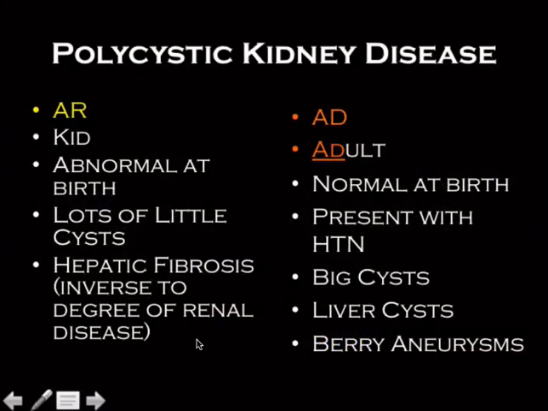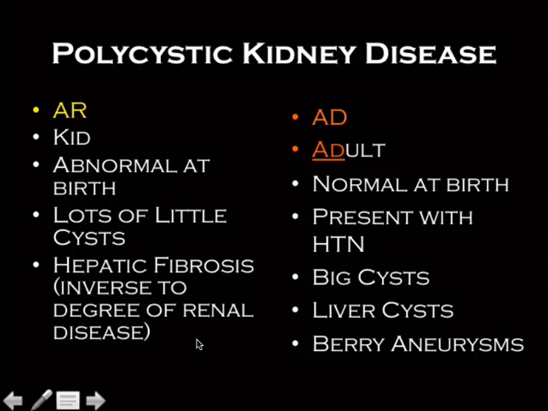So what are the differences? Let's talk about the adult type first. So AD for autosomal dominant, AD for adult, that's how I remember that. And then the other one is the other one. They're typically normal at birth because it presents in adulthood, AD for adult. They have hypertension because they have kidney problems. And as we said before, the kidneys are big. They tend to have cysts both in the kidneys and in the liver. And then the what's going to kill them question is usually the berry aneurysm.